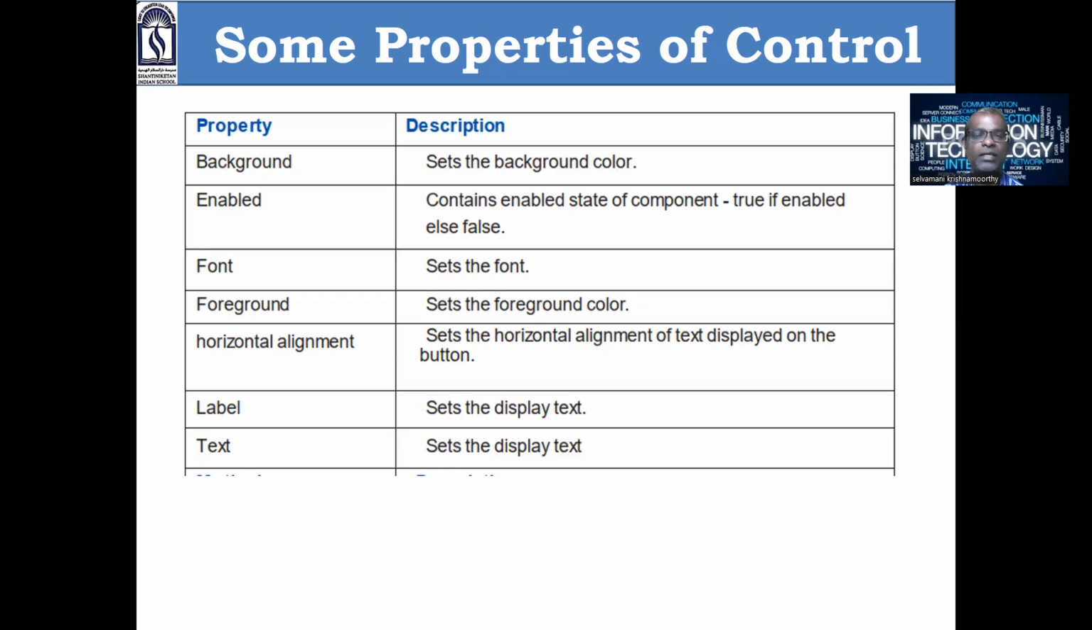Label. It sets the display text. The label property is used to set the text we want to display on the control. Text also sets the display text. Both are there, label and text. Some controls use label, some controls use text. That we will see later. Okay, so these are the common properties of a control.